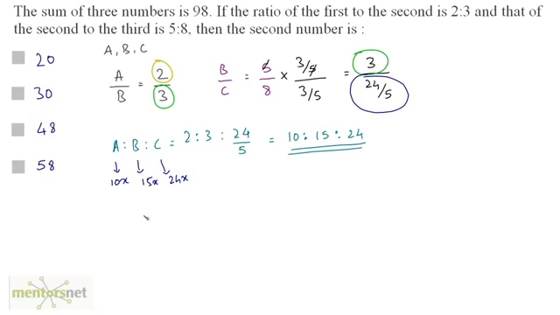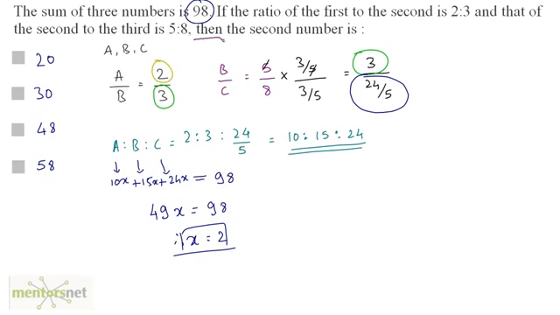And the sum of all these numbers is equal to, we have been given 98. So 10x plus 15x plus 24x is 49x and that is equal to 98. Therefore x is equal to 98 by 49, which is 2. So we have the common factor of all of these numbers, which is 2.